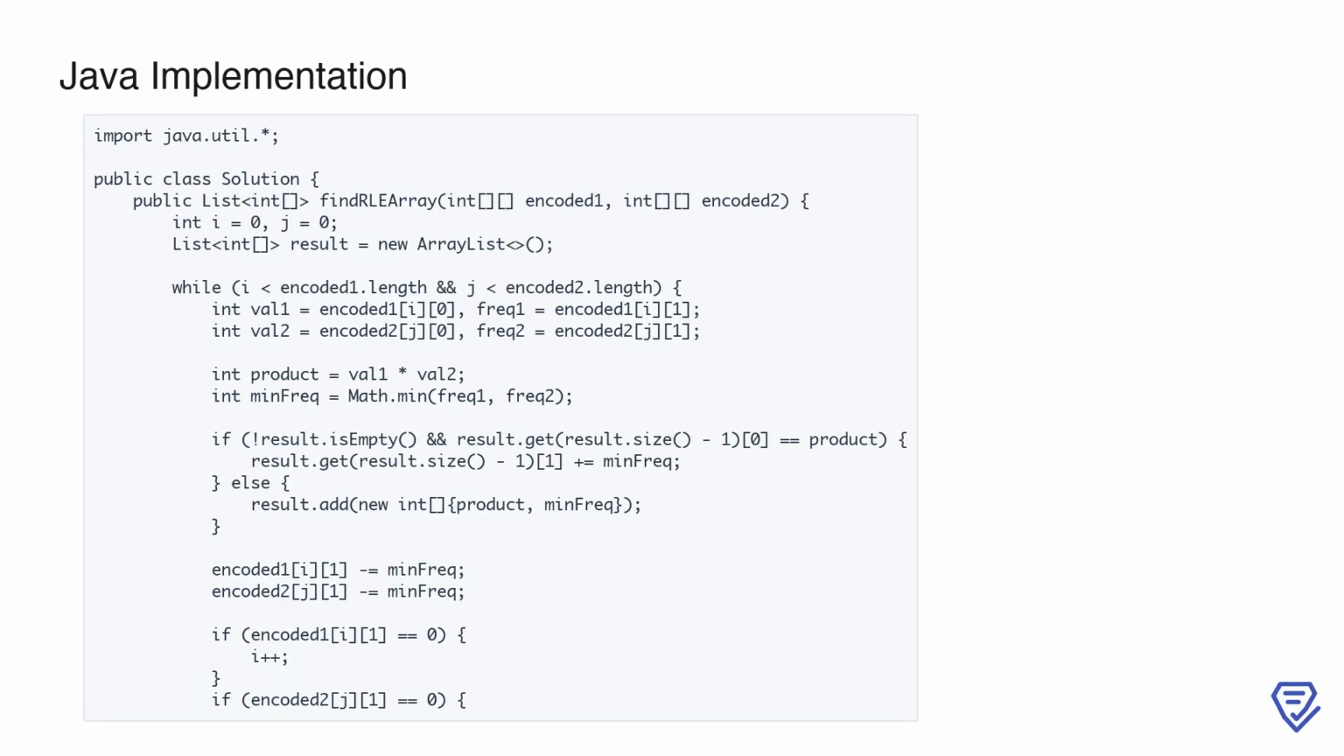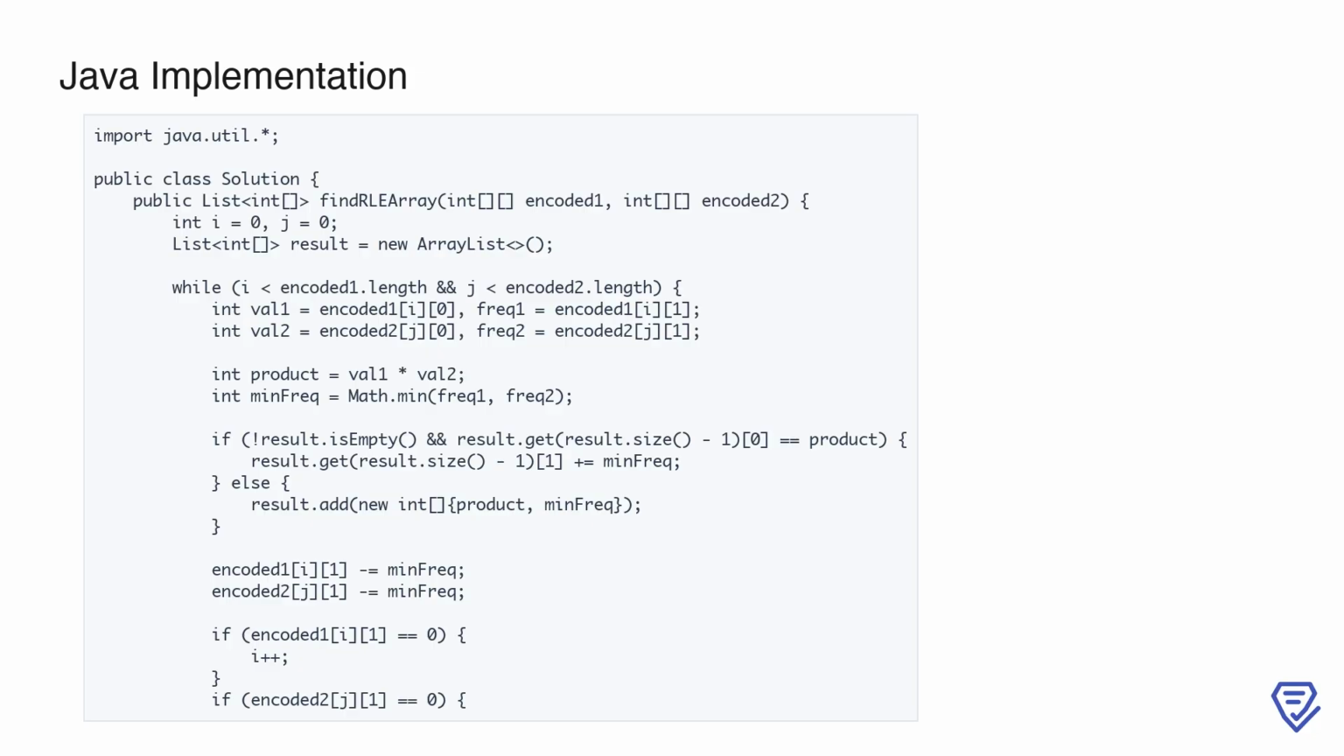Here, we start by importing the necessary packages and defining our class, Solution. The main method, findRLE, takes two run-length encoded arrays as input, encoded 1 and encoded 2. We initialize two pointers, i and j, to traverse through these arrays and create an empty list called result to store the final product in run-length encoded form. The while loop ensures we process both arrays as long as neither pointer has reached the end.